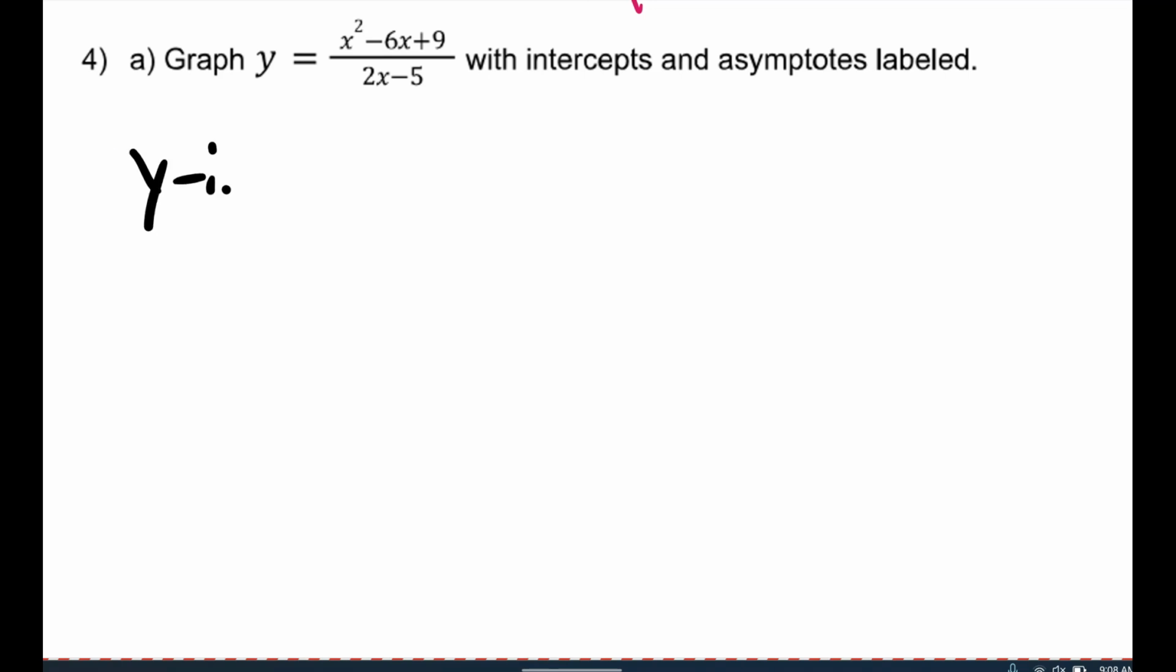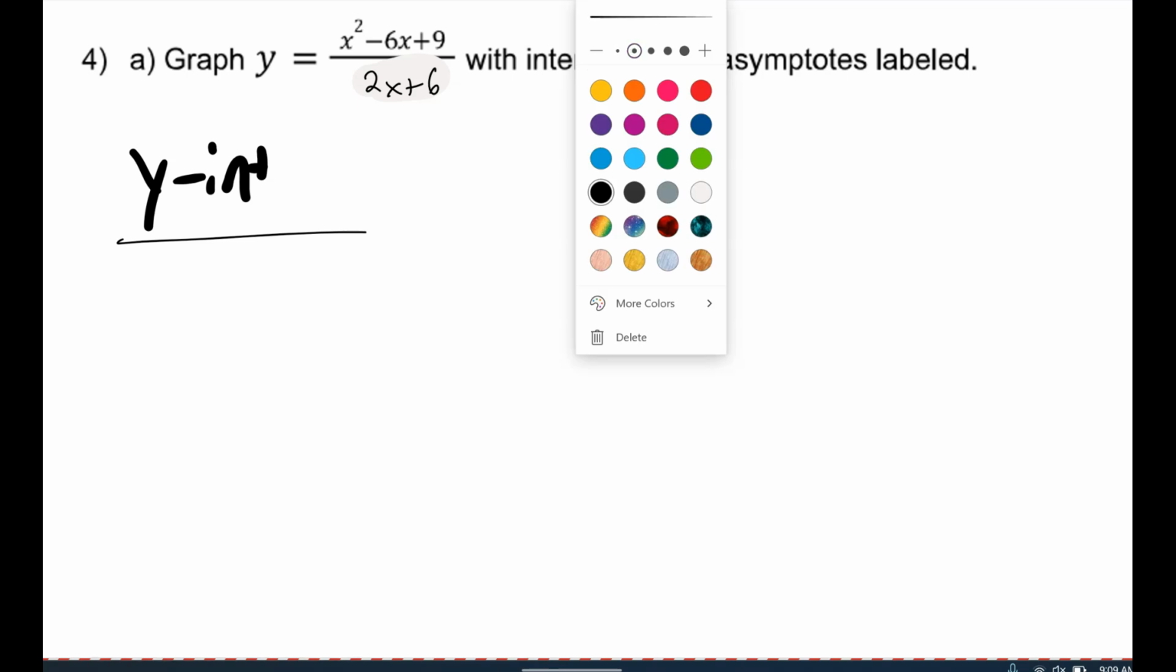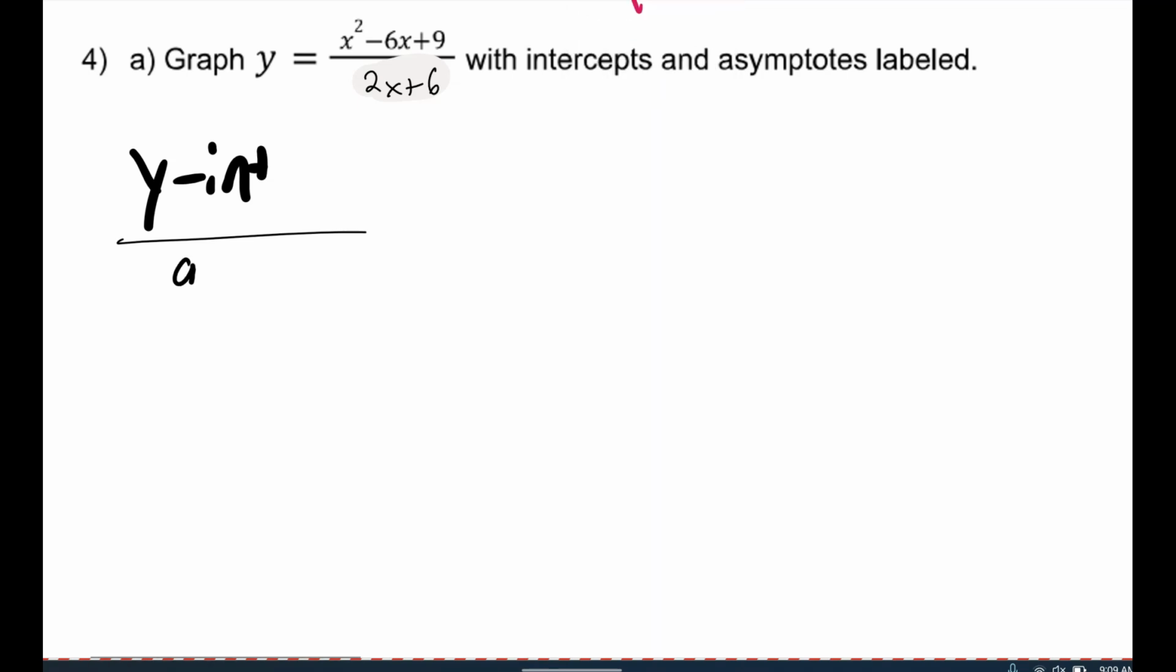The y-intercept, in this case, I think this should be 2x plus 6. That's what that should be. Let me just fix that real quick right here. So that should be 2x plus 6. For my y-intercept, I can take the ratio of those constants at the end. And I'll reduce that, so 3 halves. So I know 0, 3 halves is 1 point on this graph.